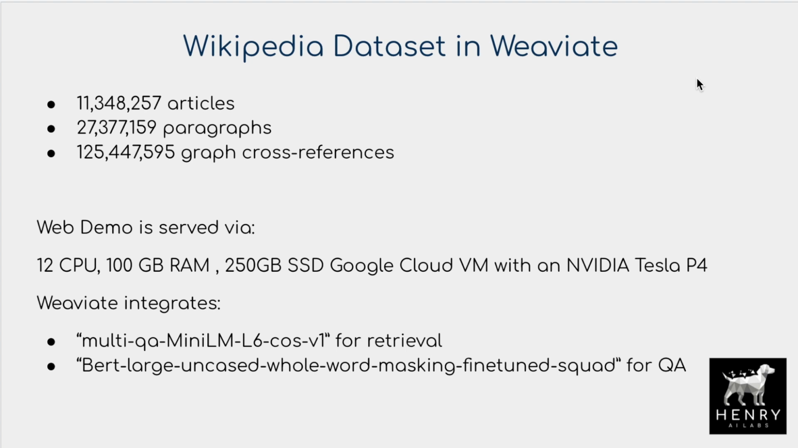We have about 11 million of these articles, 27 million of these paragraphs, and then we have 125 million of these graph cross-references. So similar to describing the Wikidata way of setting up this kind of information-heavy dataset, the graph cross-references refer to how in Wikipedia you link between Wikipedia pages. So you have this very interesting hybrid between text information and graph information.